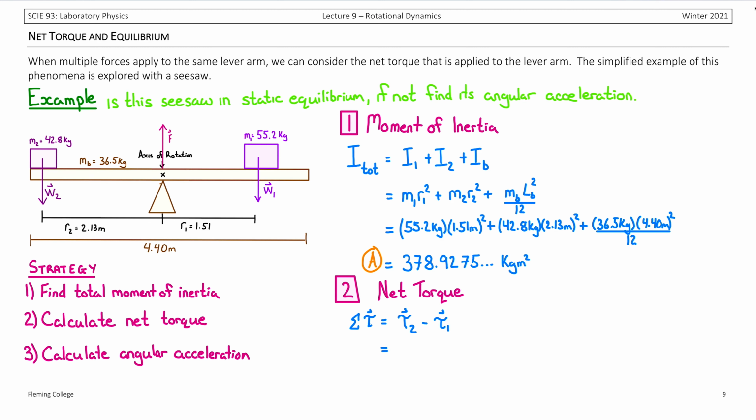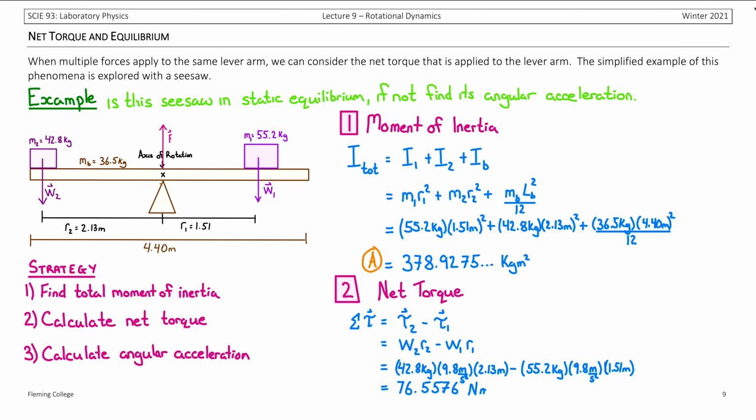Again, substituting for the weight and the known radius, and substituting our values. Keep in mind that we have mass, so we have to include the acceleration due to gravity to make it a force or a weight. We see that we have a net torque of 76.5576 Newton meters. This is positive, so we know that we will be rotating counterclockwise. This means that the smaller mass further away from the axis of rotation is actually causing a greater torque.